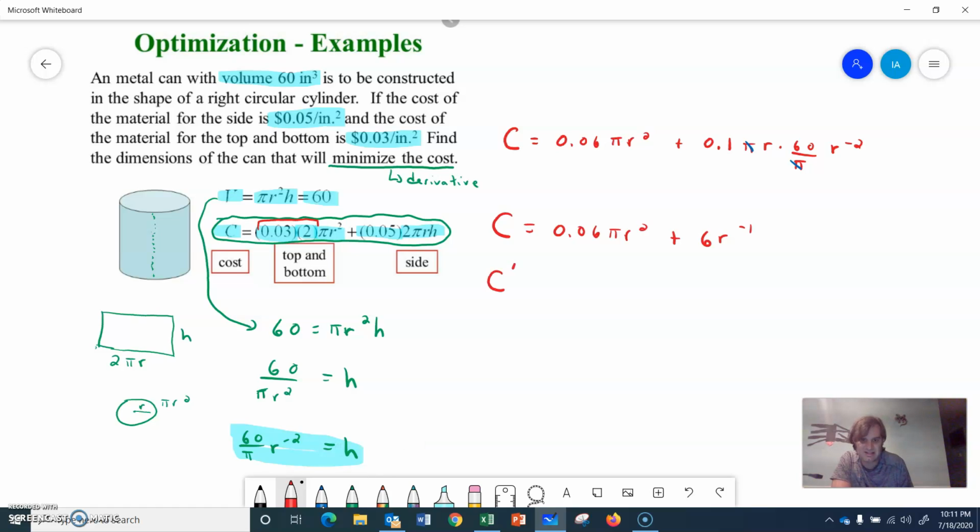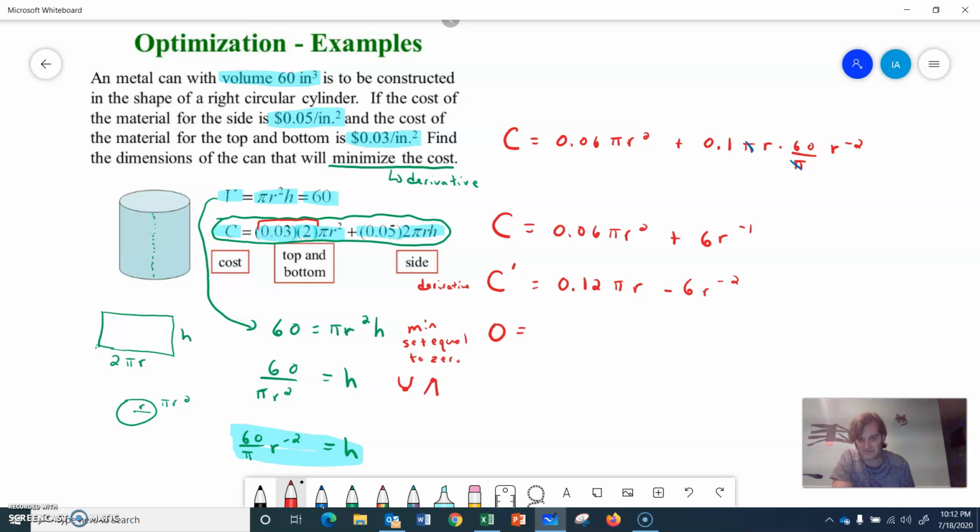Okay, so now let's take the derivative. Okay, so we're just using power rules here, so we'll have 0.12 pi r minus 6r to the negative 2. And because we want to minimize that, we'll set it equal to 0. So anytime we want to know when we have a maximum or a minimum, we take a derivative and we set it equal to 0, because that's where it could turn around. It could have a high point or a low point.